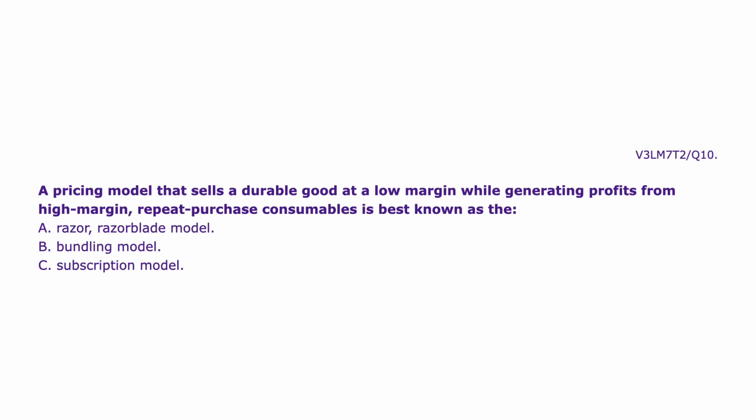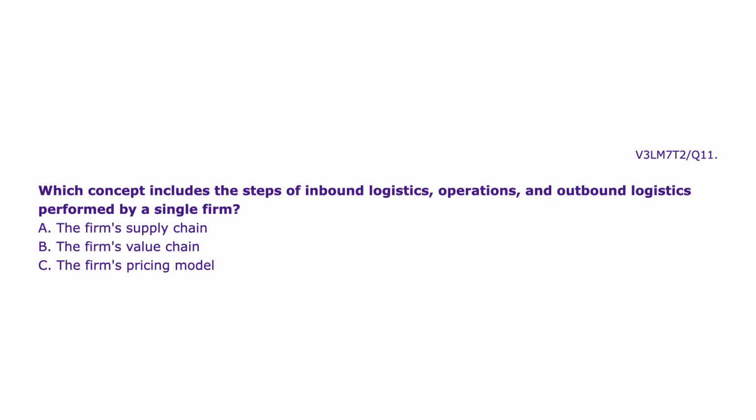A pricing model that sells a durable good at a low margin while generating profits from high-margin, repeat-purchase consumables is best known as the: A, Razorblade model; B, bundling model; C, subscription model. Which concept includes the steps of inbound logistics, operations, and outbound logistics performed by a single firm? A, the firm's supply chain; B, the firm's value chain; C, the firm's pricing model.